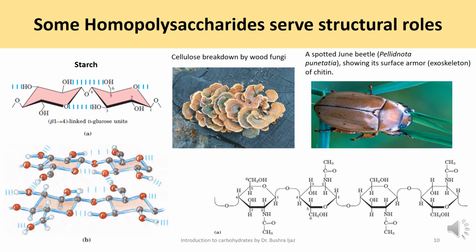Anyway, chitin is the principal component of the hard exoskeleton of nearly a million species of arthropods, insects, lobsters, and crabs, for example, and is probably the second most abundant polysaccharide next to cellulose in nature.